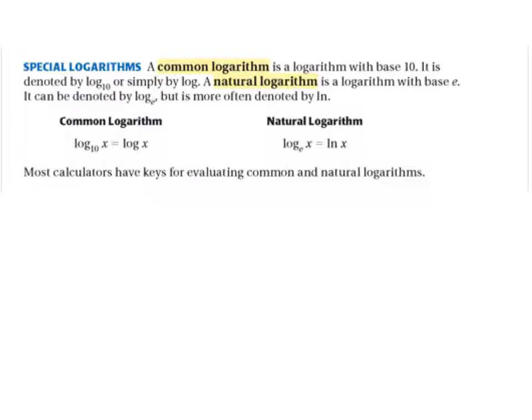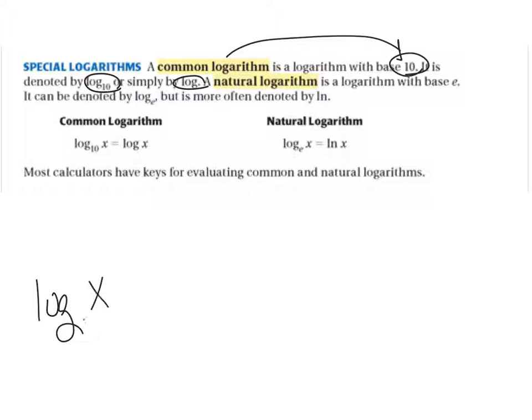All right, special logarithms. A common logarithm is a logarithm with base 10. That's important. It is denoted by log base 10, or simply just log. Whenever I just write log of anything, I don't have to write the 10. Just like way back when, if I write just a root, I don't have to write the 2. I know that when it's a root, we assume it's a square root.